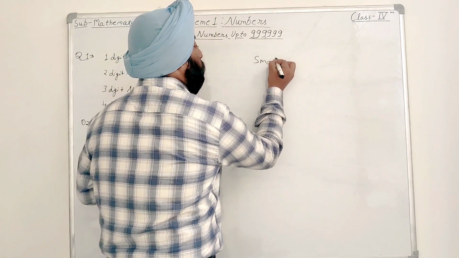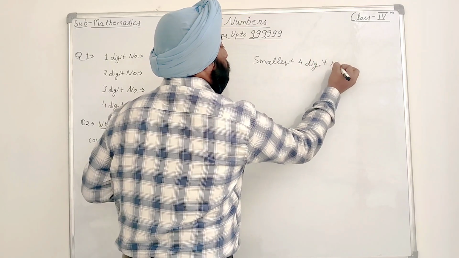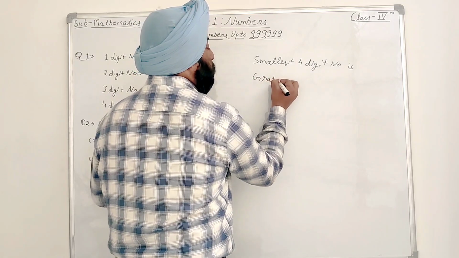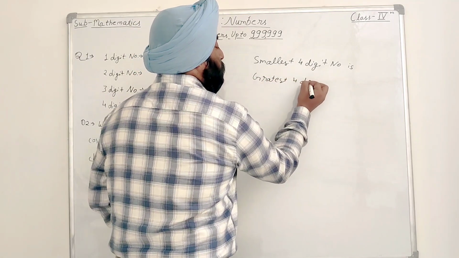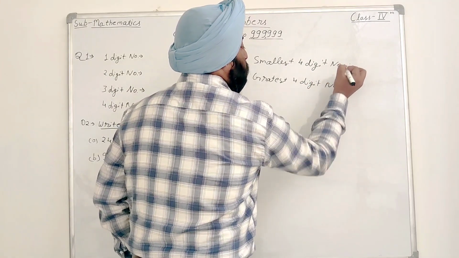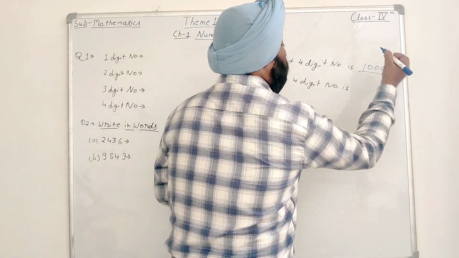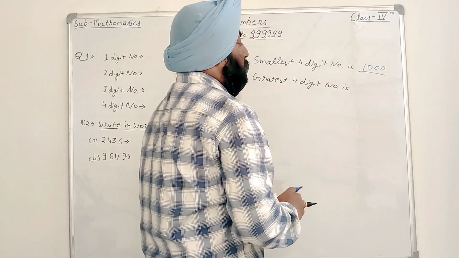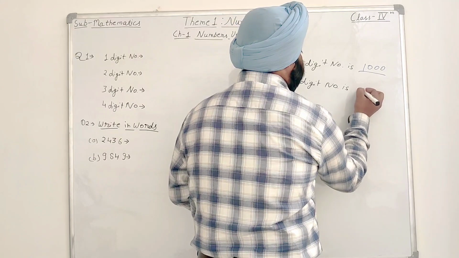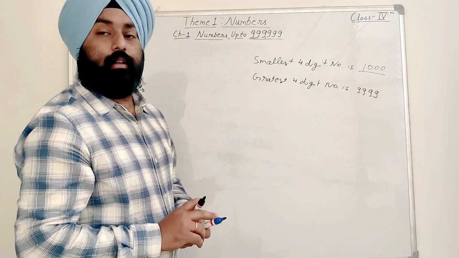And the smallest 4-digit number is 1000, and the greatest 4-digit number is 9999.